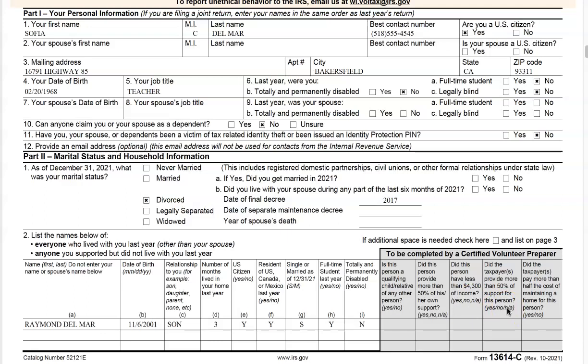Did Sophia provide more than 50% of support for Raymond? Yes, she did. There's no indication again of earnings by Raymond. No indication of child support. Did the taxpayer pay more than half the cost of maintaining the home? The home that Sophia rents is paid for entirely by her based on the problem, so the answer to that is yes.